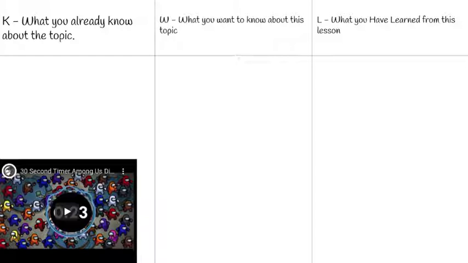So, take your piece of paper and divide it in 3 columns, like shown in the slide. The K is what you already know about the topic. W, what you want to know about this topic. And the L is what you have learned from this lesson. Please make sure to only fill out the K and the W of the chart, because we're going to do the L for the wrap-up.